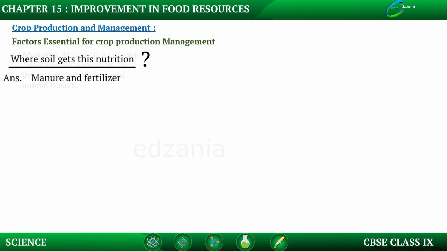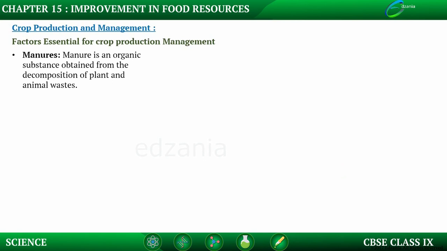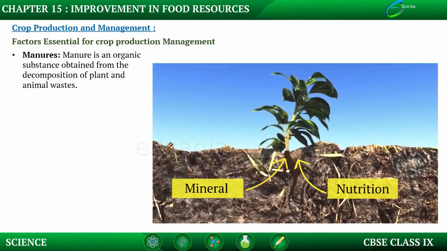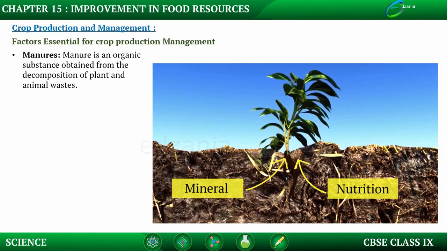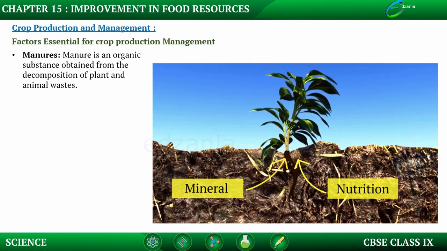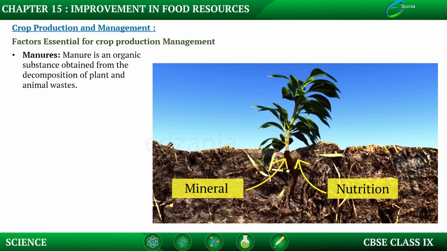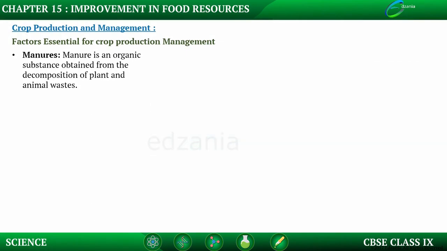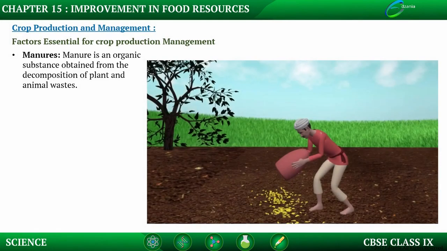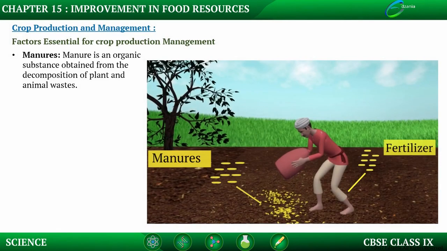How? Let's see. We have already discussed that soil supplies minerals and nutrients for the growth of plants or crops. However, growing crops continuously one after the other depletes the nutrients from the soil. Growing crops continuously one after the other, this process is crop rotation. Crops will not be healthy if they are not provided with proper nutrients. So therefore farmers add manure or fertilizer to the soil to replenish the soil with nutrients.